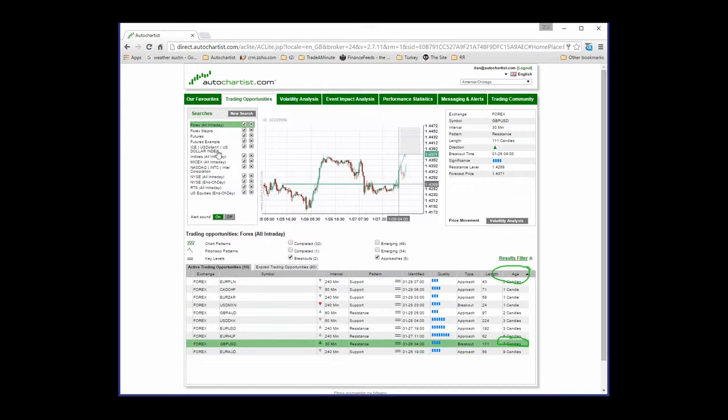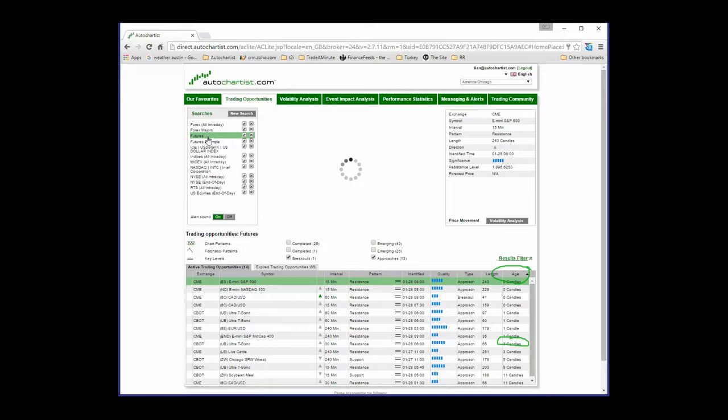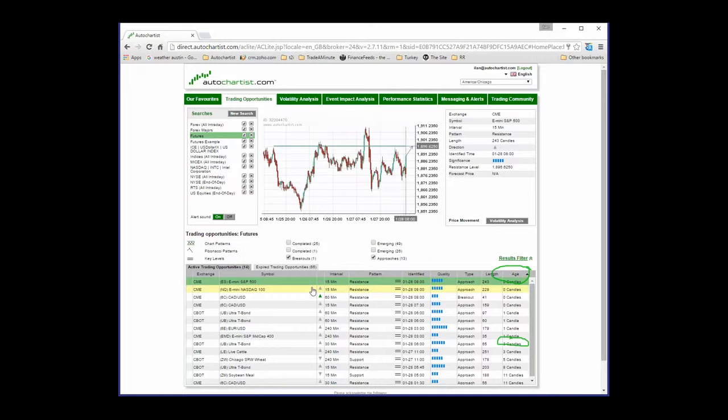Now, similarly, on the futures markets, here's the futures market, sorry, over here. For those of you who are trading futures, here's some opportunities on the E-mini S&P 500. Autochartist has identified a resistance level, and I'm sure you agree with me that this is definitely a very well identified resistance level at just around 1,900.